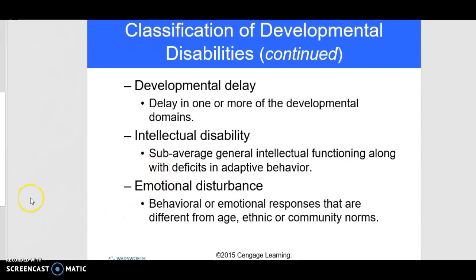And then emotional disturbances. That could be severe behavioral or emotional responses, and it's important that it's significantly, statistically different from what would be expected or considered normal for their age or community. I can tell you that this is a very rare label that would be used for children so young.